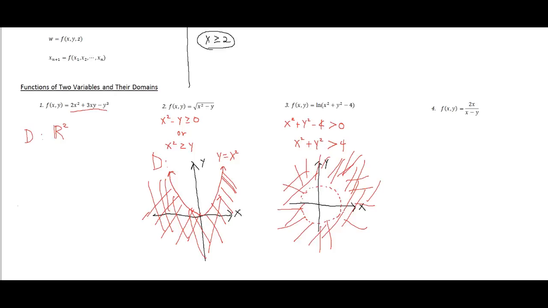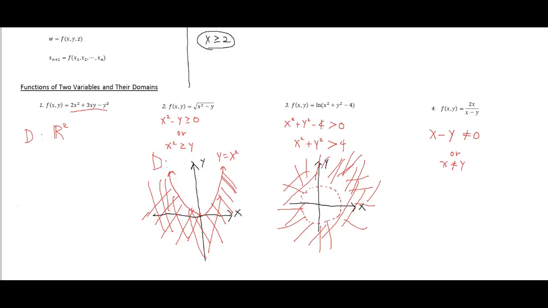Number 4. Now this function is a rational function, so we know what the restriction for a function like this is. Essentially, whenever you have a fraction, we need to make sure that the denominator is not 0. So I can basically write the condition as the denominator x minus y cannot be 0. Well, what does this mean then? So this means that x cannot equal y.